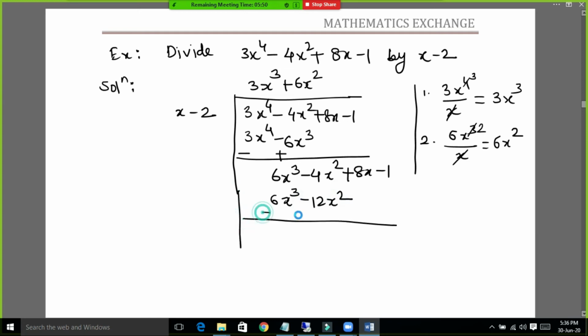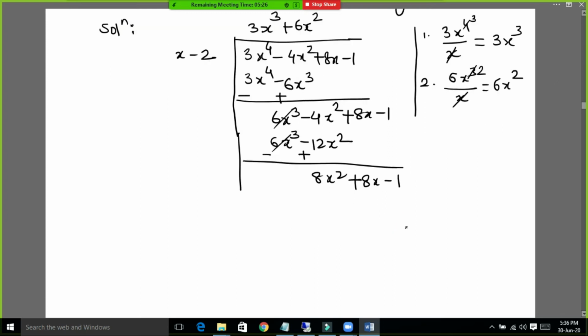This is minus, this becomes plus. So 6x cube minus 6x cube get cancelled, and minus 4x square plus 12x square we get 8x square, that is minus plus minus, and 12 minus 4 is 8, the bigger number's sign is plus, so 8x square, plus all the remaining terms come down, plus 8x minus 1. In every step we have to follow the same procedure.